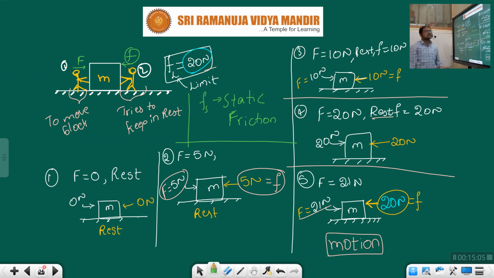What will static friction do, children? I discussed already: static friction will keep the body in rest condition. So if you see this entire thing, the block is in rest condition up to F equal to 20 newtons. Yes or no, children? See here, if I apply force on this panel, it is not moving because no one is standing on the other side. Friction itself is acting.